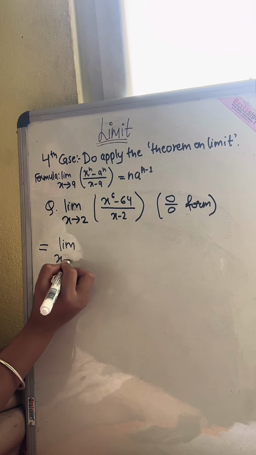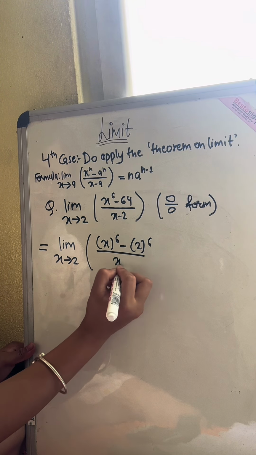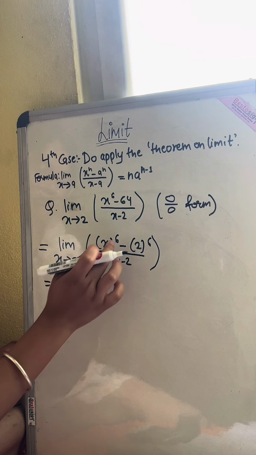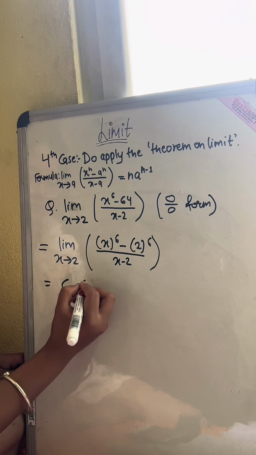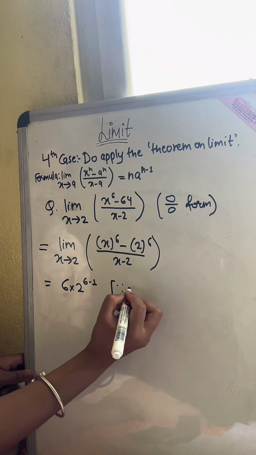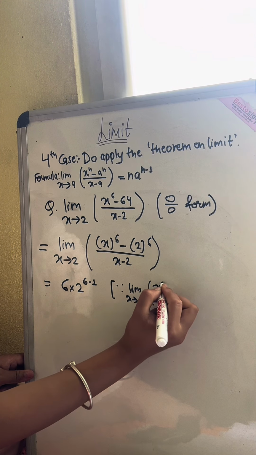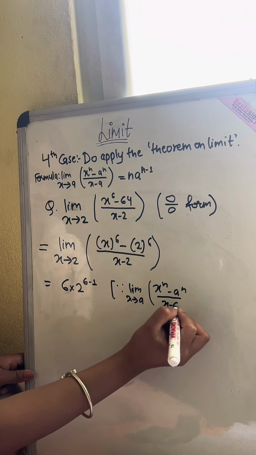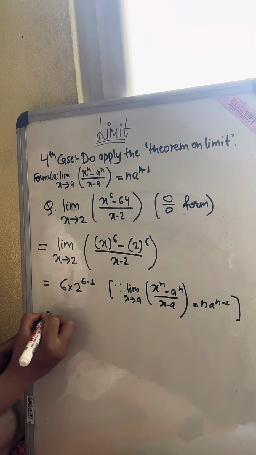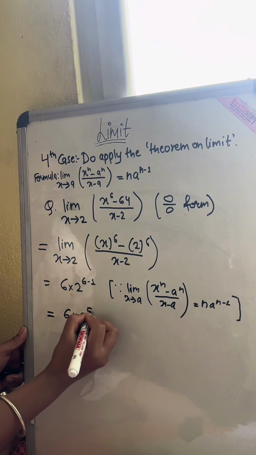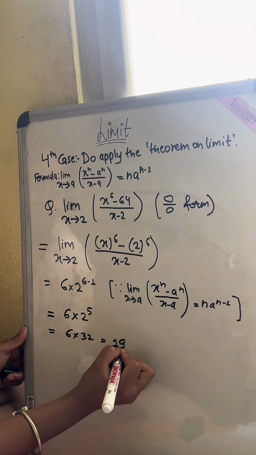Similarly, we are doing the next question of the fourth case. Here we are applying the algebraic formula, where 64 is in the form of 2 to the power 6, and here we can apply the formula of theorem on limit. And the final answer is 192.